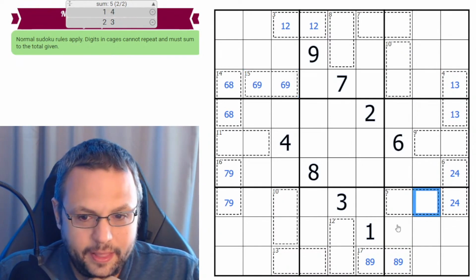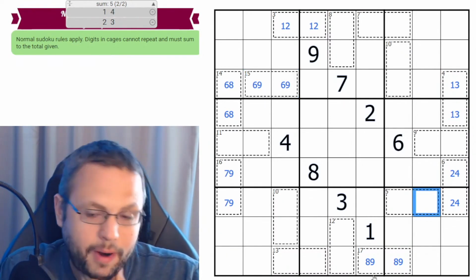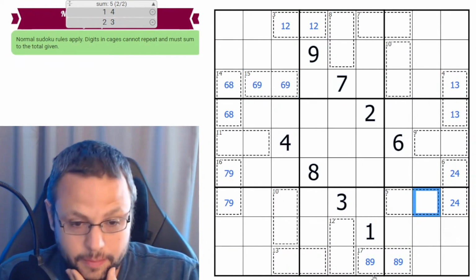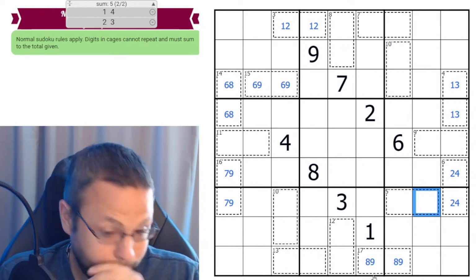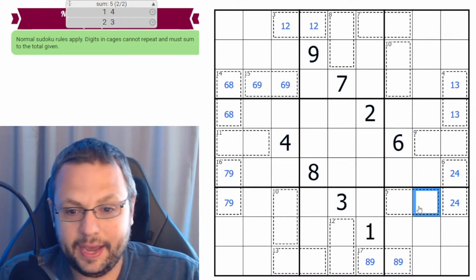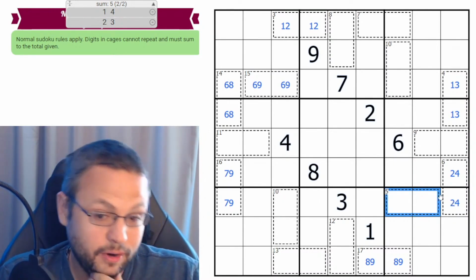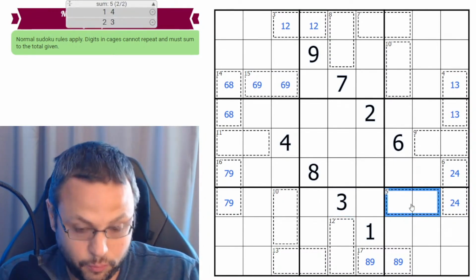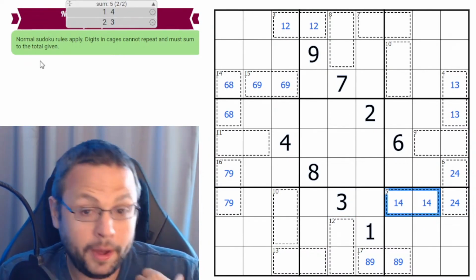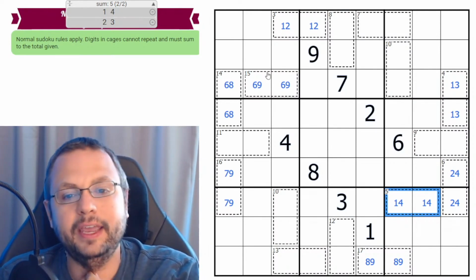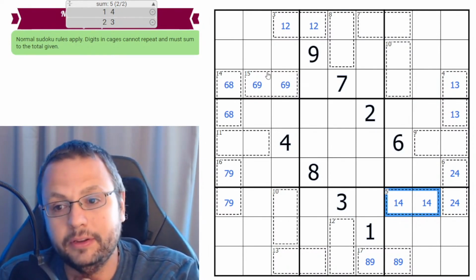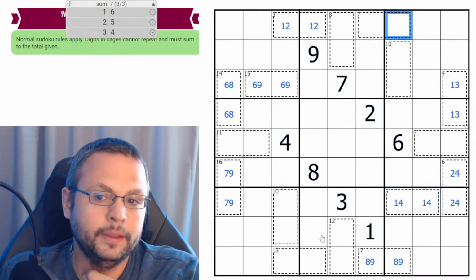Let's see. The 5 cage, and this one you probably know if you've thought about XV Sudoku much before, although we've not yet done the tutorial on XV. It will be coming up. But the 5 cage is either going to be 2, 3, or 1, 4, but there's a 3 in the row, so this is 1, 4. And so this whole puzzle is really set up just to warm you up exactly to the idea of thinking about cages and what the possibilities are, and then ruling them out.